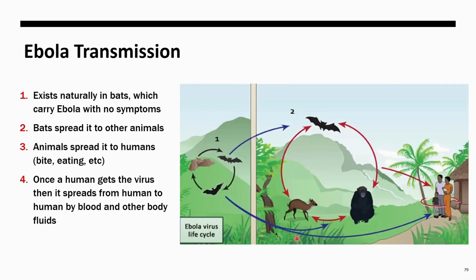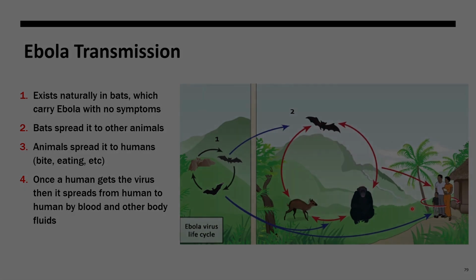So how does the Ebola transmit? The Ebola viruses naturally exist in bats, but the bats do not show the disease. So the bats spread the disease to other animals, and these other animals can spread the disease to humans. How? Maybe these animals can bite humans. Maybe humans hunt these animals and eat them. So in this way, animals spread the disease to humans. Once the human gets the virus, it can spread to another person by blood or by other body fluids.